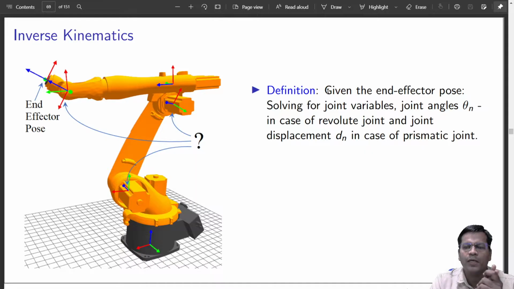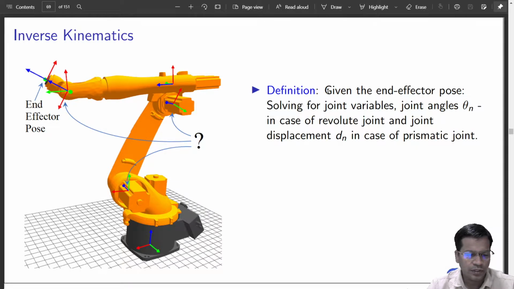Now I have to command the robot to go there. In order to do that, I have to command my joints, because it is the joints which are to be commanded. That is where your actuators are lying. So you have to calculate those angles. If you can take those joints to those particular angles, the robot automatically will go there. Whether it will go or not is a different matter, we will discuss later.